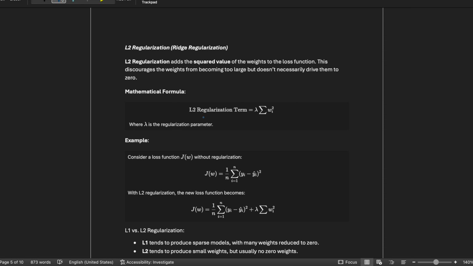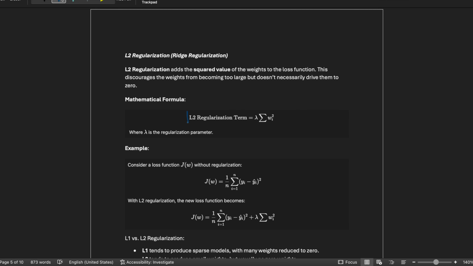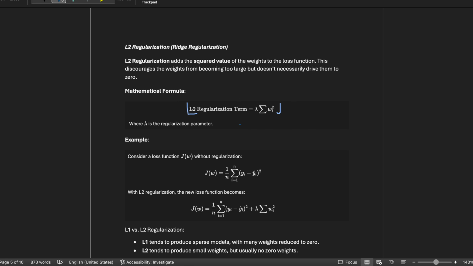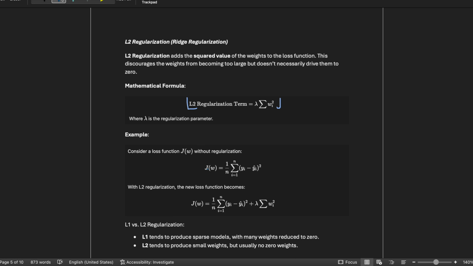And the mathematical formula of the L2 regularization term is this. This is basically the penalty term, and the penalty term is added to our loss function. J is basically L, our loss function, the basic representation which we consider. I hope you will just read what is written. Consider loss function J(W) without regularization.